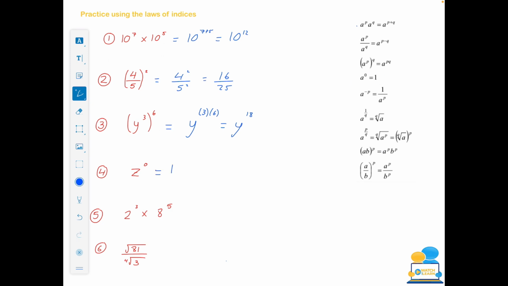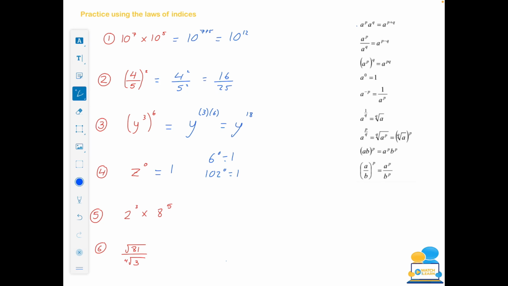Okay, next one, z to the power of 0. This is a very specific rule. So rule number 4 here. Anything to the power of 0 is 1. Sometimes people think anything to the power of 0 must be 0. It's quite a common mistake, but just make sure it's a rule that's in your formula book, and you can also check it on your calculator. So if you put in 6 to the power of 0, you'll get out 1. If you put in 102 to the power of 0, you get out 1. Every single number to the power of 0 is 1.